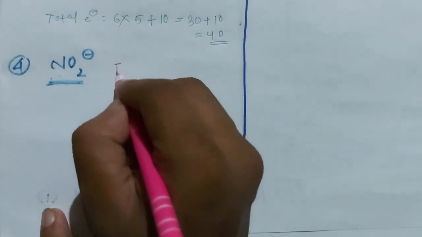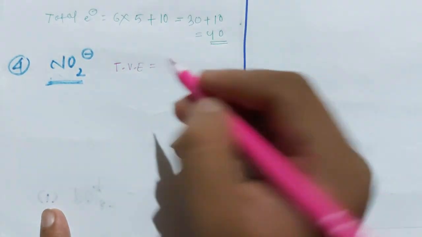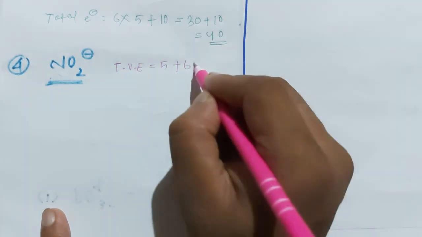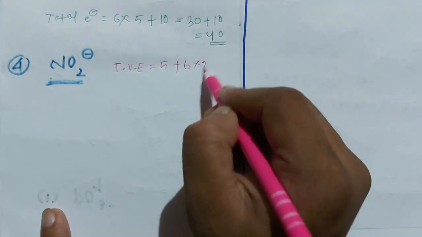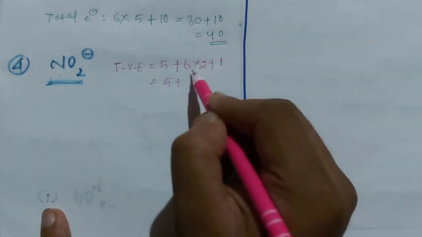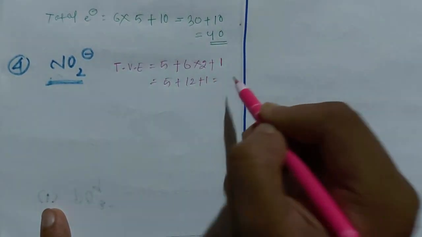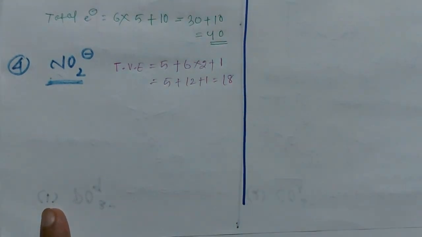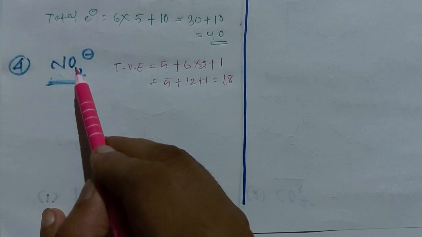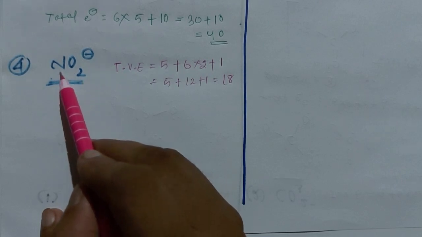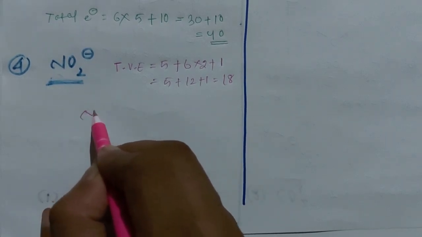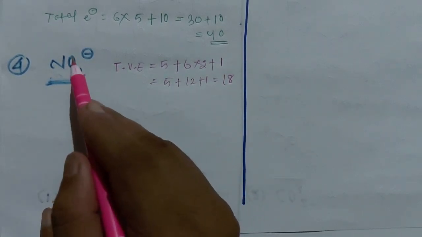So the first step is to calculate the total valence electrons: nitrogen has 5 plus oxygen has 6 into the number of atoms, which is 2, plus 1 extra electron that we will add here. So 5 plus 12 plus 1 is equal to 18. Okay. Now we will choose the central atom, nitrogen or oxygen. Oxygen is more electronegative than nitrogen, so nitrogen is the least electronegative, so we will choose nitrogen as the central atom, and it is also larger in size than oxygen.